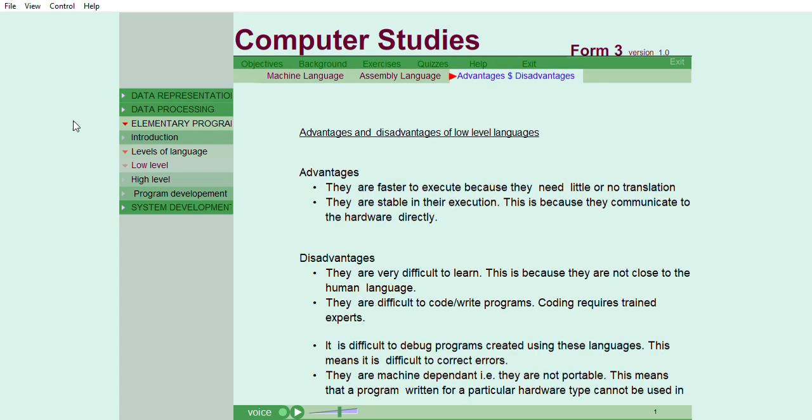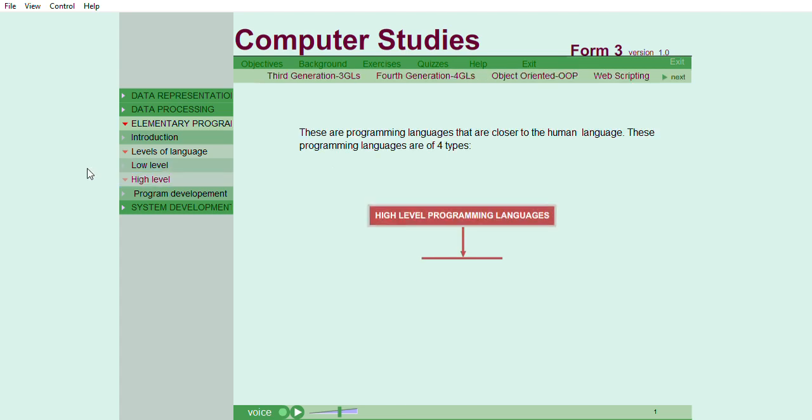Advantages and disadvantages of low-level languages. Advantages of low-level languages are they are faster to execute because they need little or no translation.